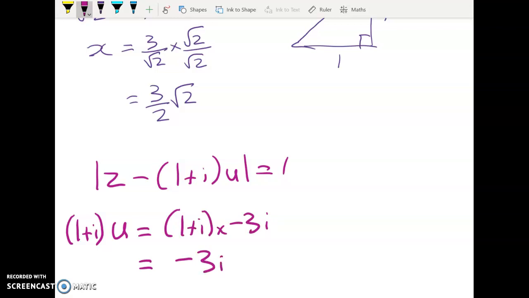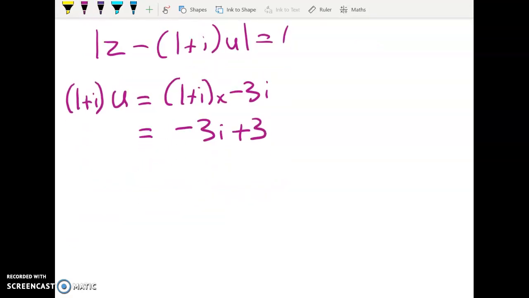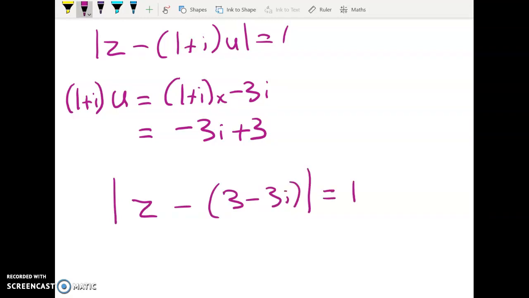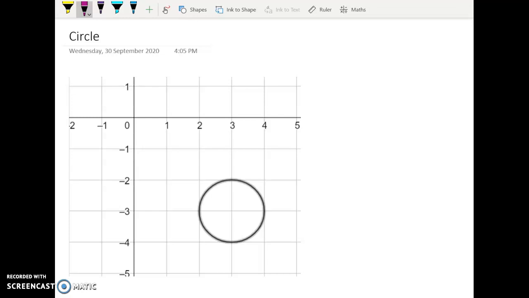That gives me negative 3i minus 3i squared, which is negative 3i plus 3. So we can rewrite my condition as the modulus of z minus 3 minus 3i is equal to 1. And that's a circle with radius of 1 and centre of 3, negative 3. So this is what it looks like. I've drawn this one beforehand to speed things up a bit. What I have to find is the greatest distance of a point on that circle from the origin, right?